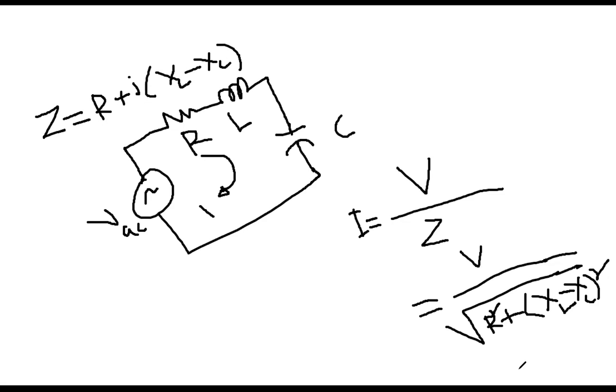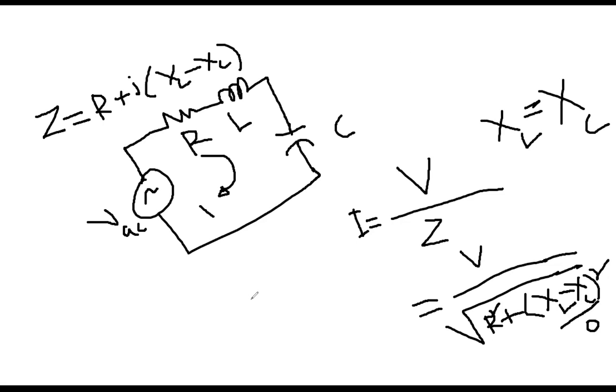So under what condition will the current be maximum? If XL becomes equal to XC. Look at the denominator. V is V, R is R. If you can make this portion 0, meaning XL equals XC, then you are getting V over R. That is the maximum current.